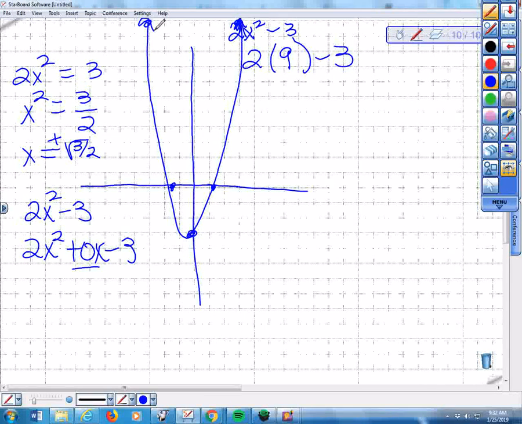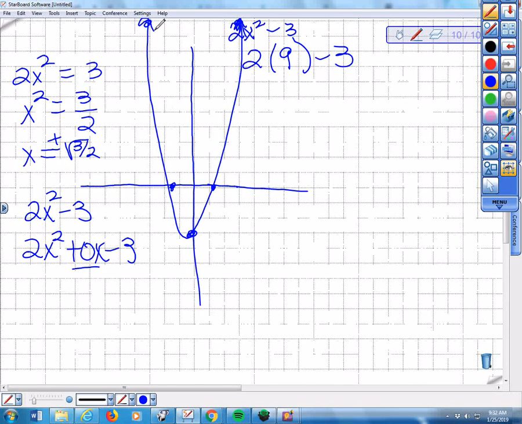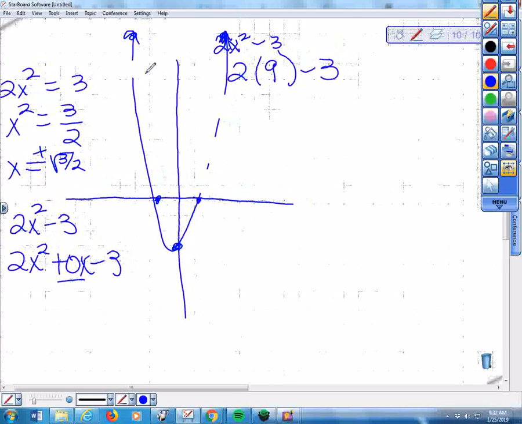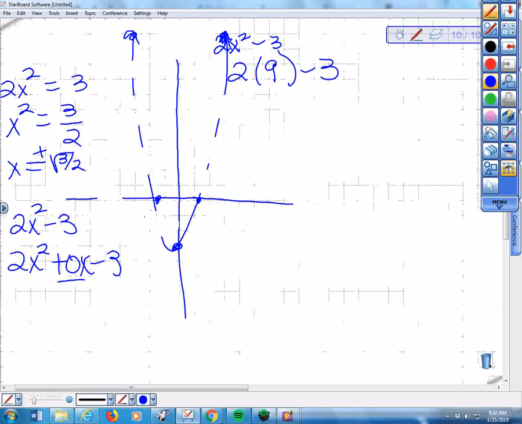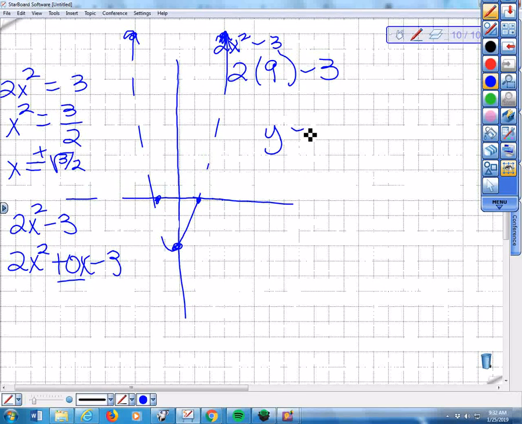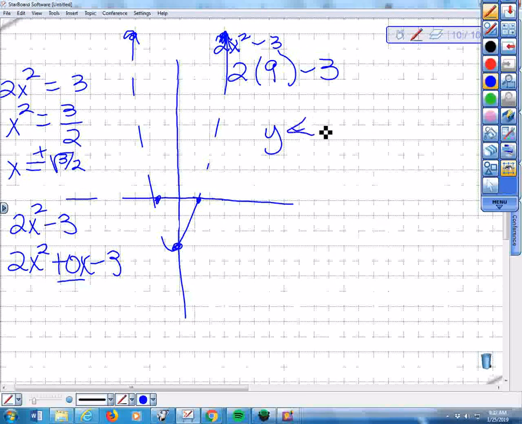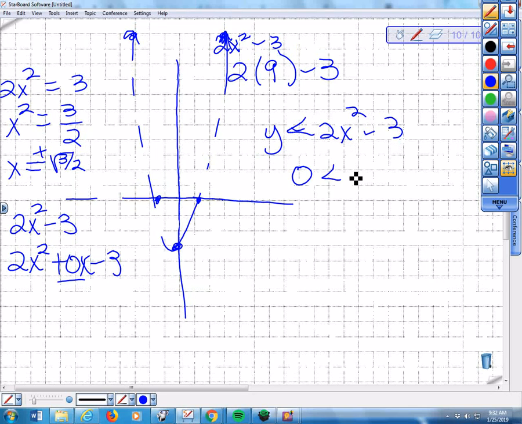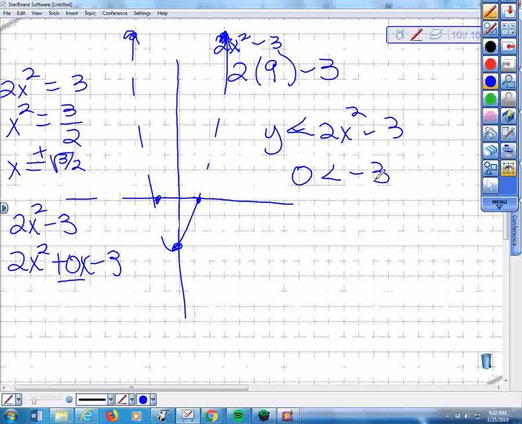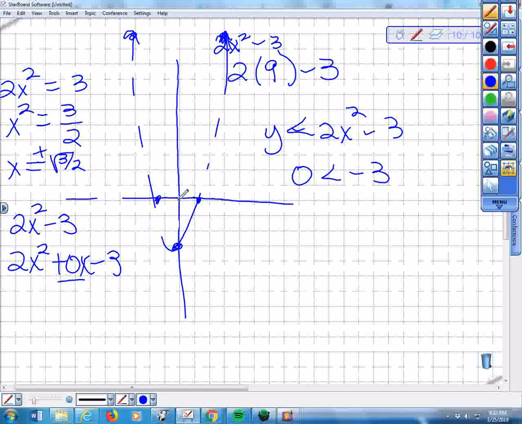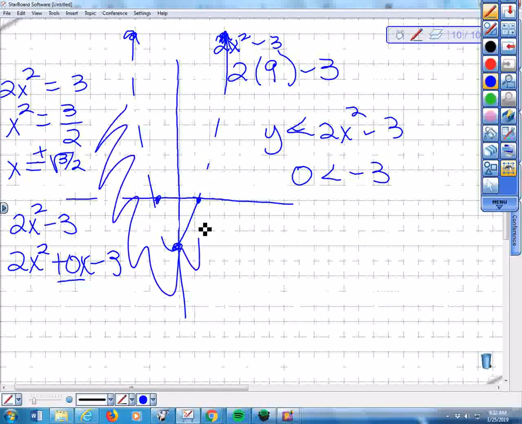Now, should my parabola be solid or dashed? Dashed. Okay, and now I've got to figure out the shading. I can use 0, 0. So I have y is less than 2x squared minus 3. 0 less than negative 3. True? No. So 0, 0 is here, and it's not a solution, which means my shading has to be on the outside.